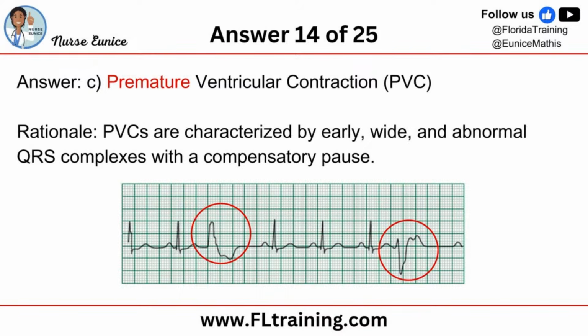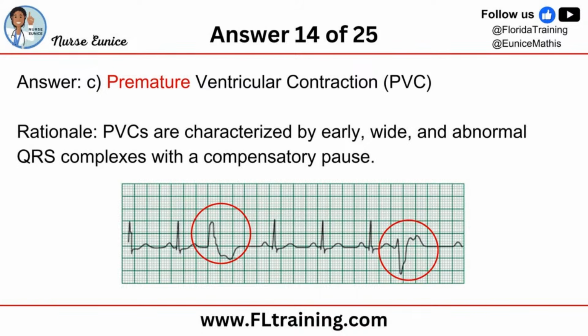The answer is C, premature. Remember, I highlighted the word early. So premature ventricular contractions. Whether it's an upward or downward deflection just depends on the leads, how they are placed on the patient's chest, or what settings you have on your monitor. So the rationale: PVCs are characterized by early, wide, and abnormal complexes with a compensatory pause.